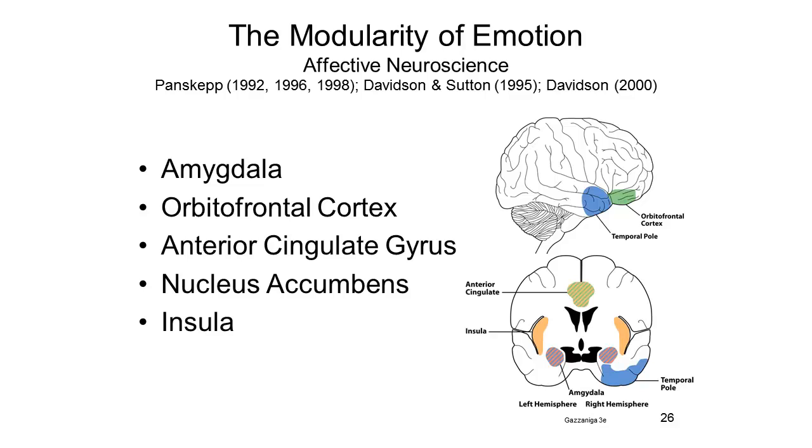The orbitofrontal cortex appears to play a critical role in the regulation of emotion. The anterior cingulate gyrus seems to be specialized for processing information about discrepancies in experience, the kinds of discrepancies that Mandler suggested lead to emotional arousal in the first place. The nucleus accumbens seems to be involved in the generation of positive emotional states, like happiness. And the insula, located so close to the olfactory lobe, seems to be involved in feelings of disgust.